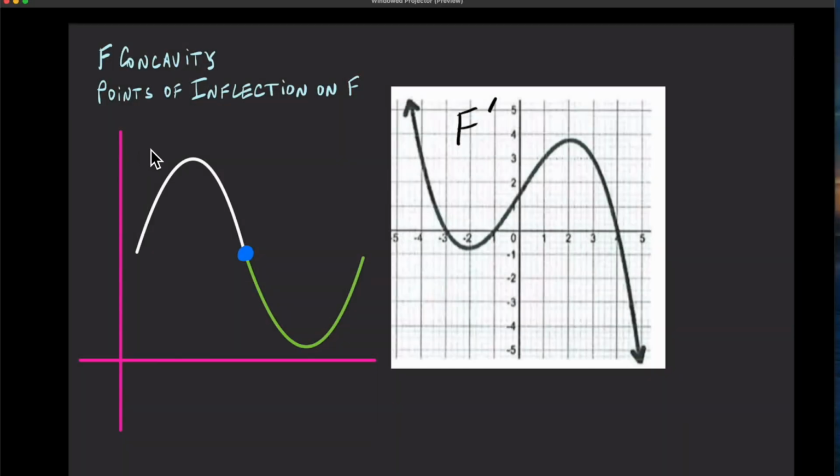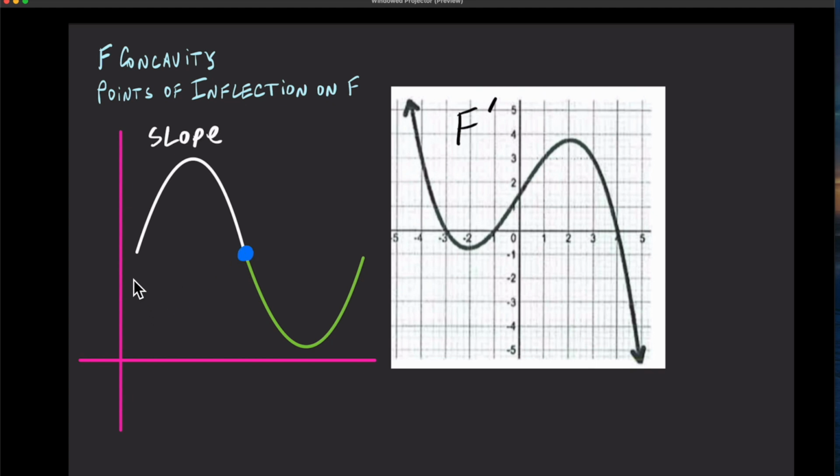Now let's move on to the concavity of f. Okay, this is an f graph that I just made up. It is not the one that pertains to this f prime graph. I want you to notice something, folks. Look at where the graph is concave down. And I want you to focus on the slope of this graph, not the y values. I understand that the y values on f are first increasing and then decreasing. That's not what I want you to focus on. I want you to focus on the slope of this white segment of f.